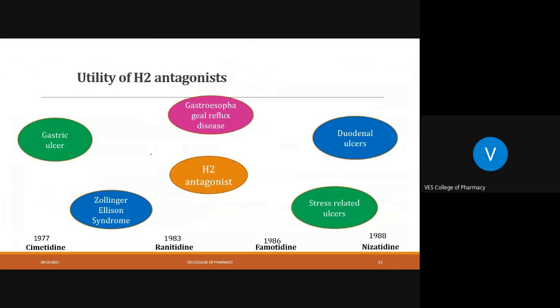Okay, so uses of the H2 antagonist. Here you can see the timeline given below. This is the first drug from this category, and you can see there are various other drugs under this category with fewer side effects and less drug-drug interaction. Here we can use this H2 antagonist in gastric ulcer and in Zollinger-Ellison syndrome.